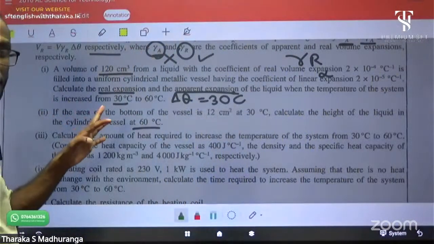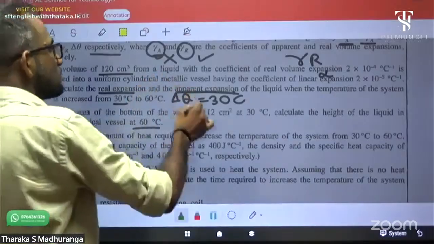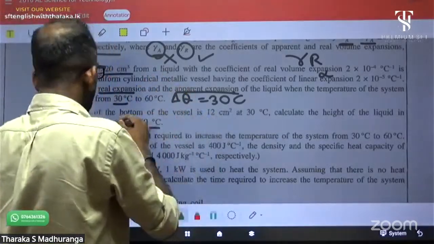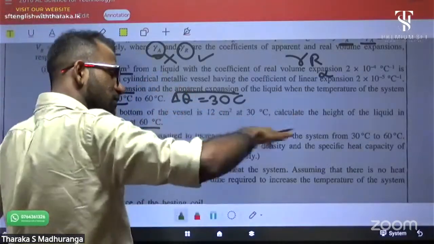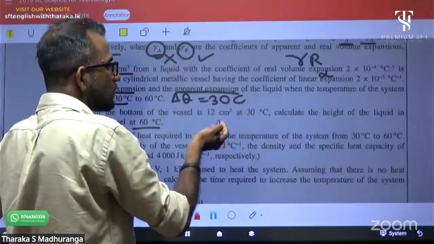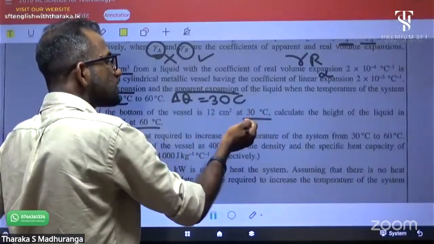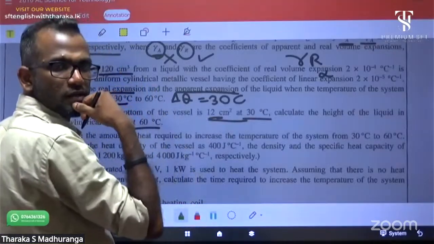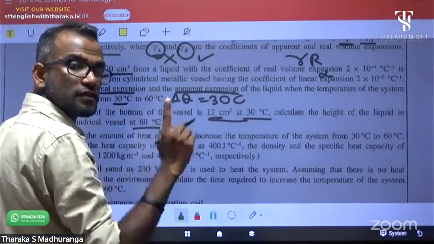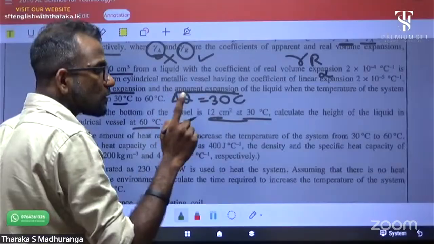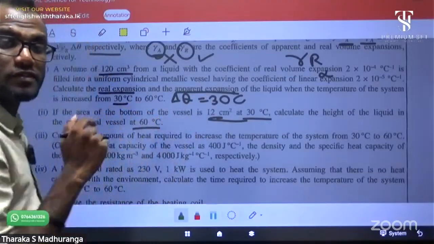Now you have to be careful. The bottom area, that means the base area of the cylinder at 30 Celsius, is 12 square centimeter. Then what is your first step? Dulen, what's the first step?